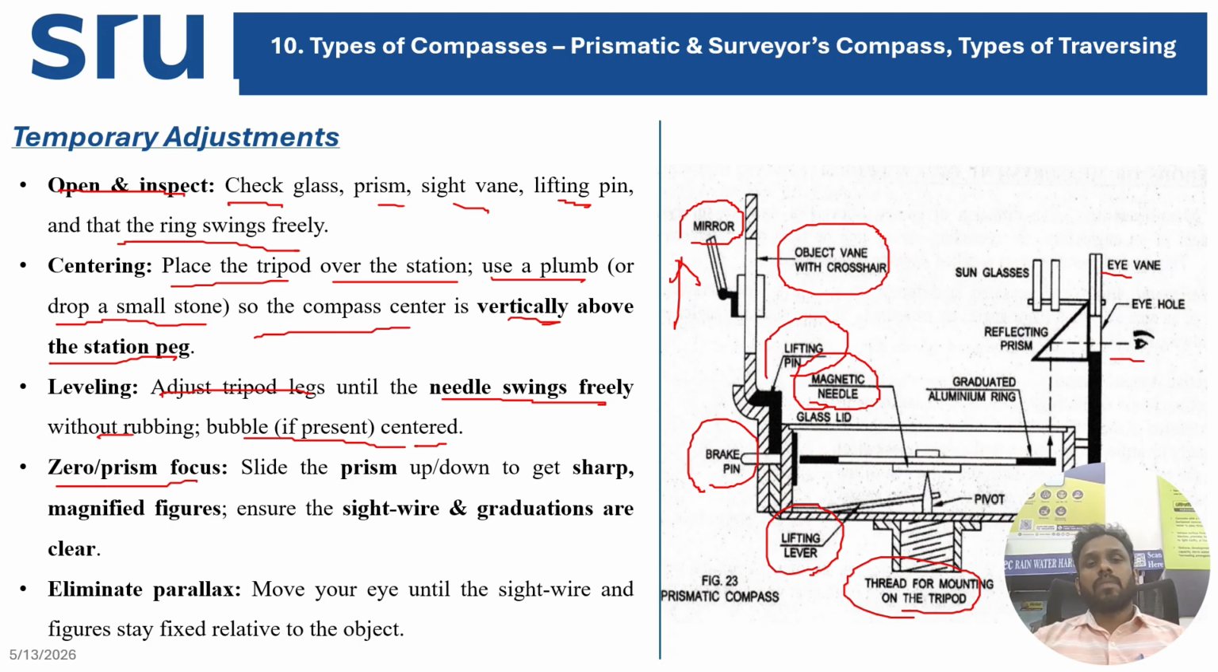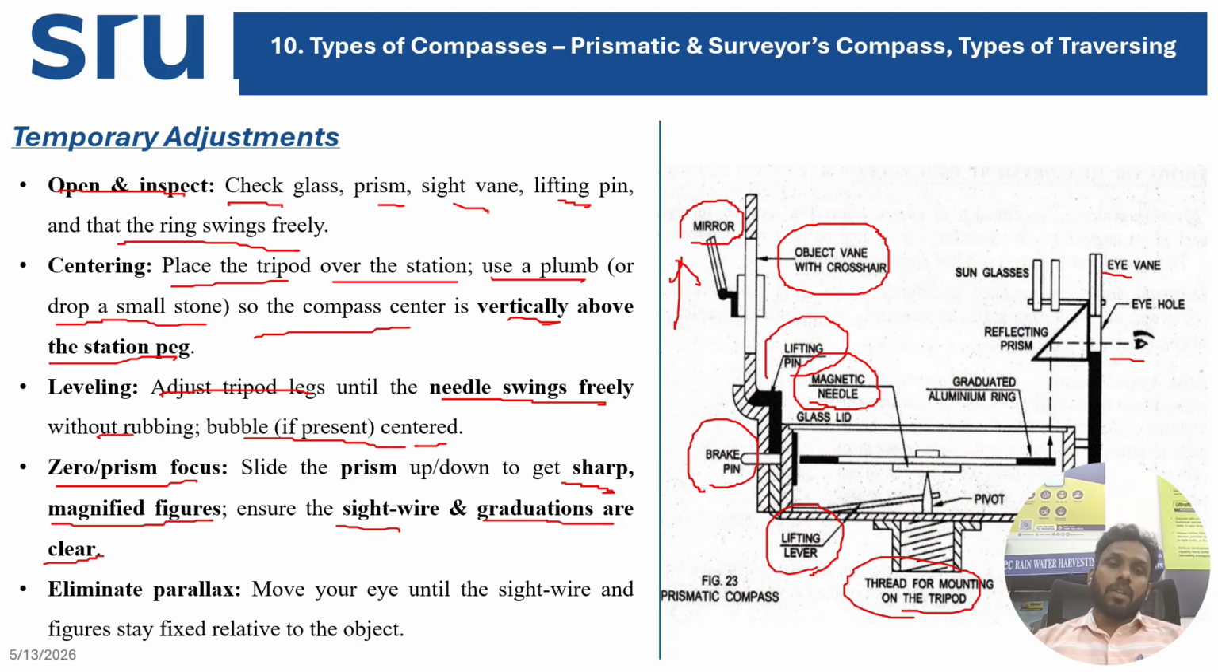Then you have to fix your prism focus. So slide your prism up and down to get a sharp magnified figure of the graduation scale which is on the compass. Okay, right. So you have to move it up and down so that it aligns accordingly, so that you can read the prismatic reading in an exact way. So the sight wire and graduation should be clearly visible when you are seeing through the eye vane and your eye hole.